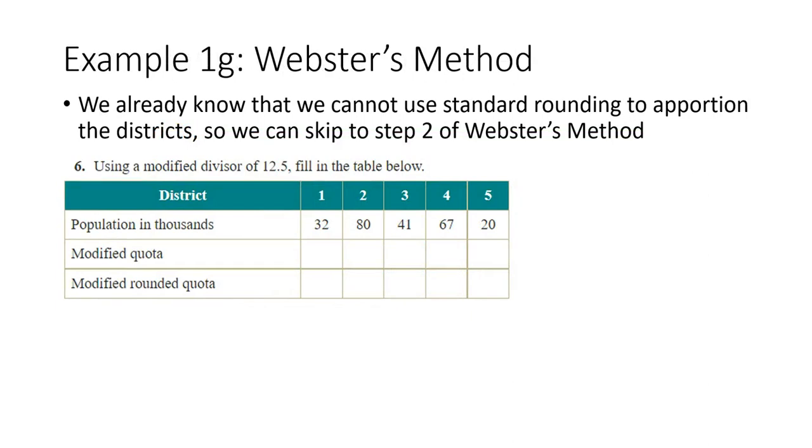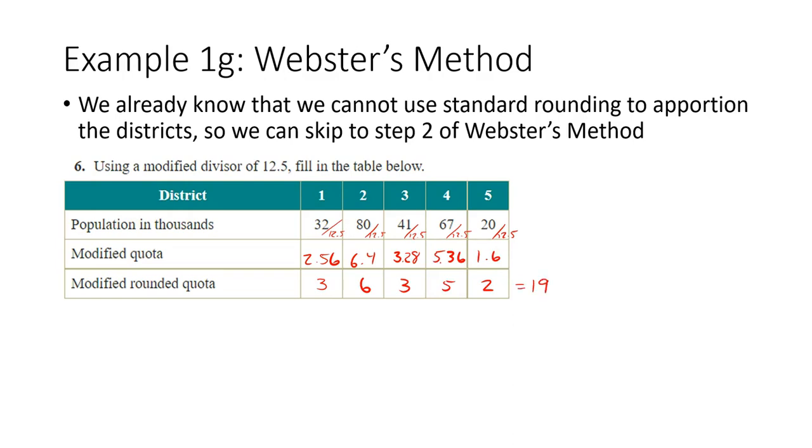So we already know that just standard rounding on the districts at the beginning wasn't going to work. So let's use a modified divisor instead of the standard divisor of 12. We'll use a modified divisor of 12.5. So we're going to divide everything by 12.5. And so our modified quota, 2.56, will round to 3. 6.4 will round to 6. Here we're just using the standard rounding rules. The modified quota is 3.28, which rounds to 3. 5.36, which rounds to 5. And 1.6, which rounds to 2. But here, again, this is only equal to 19.